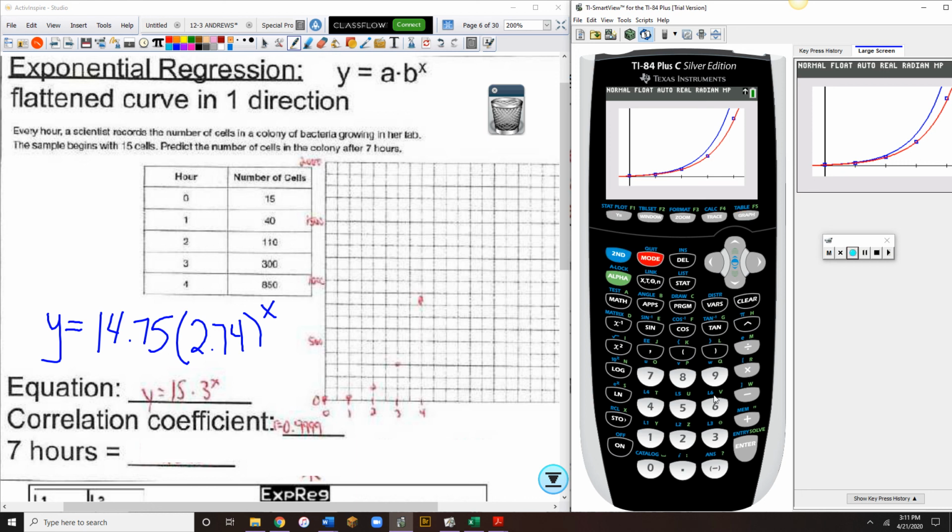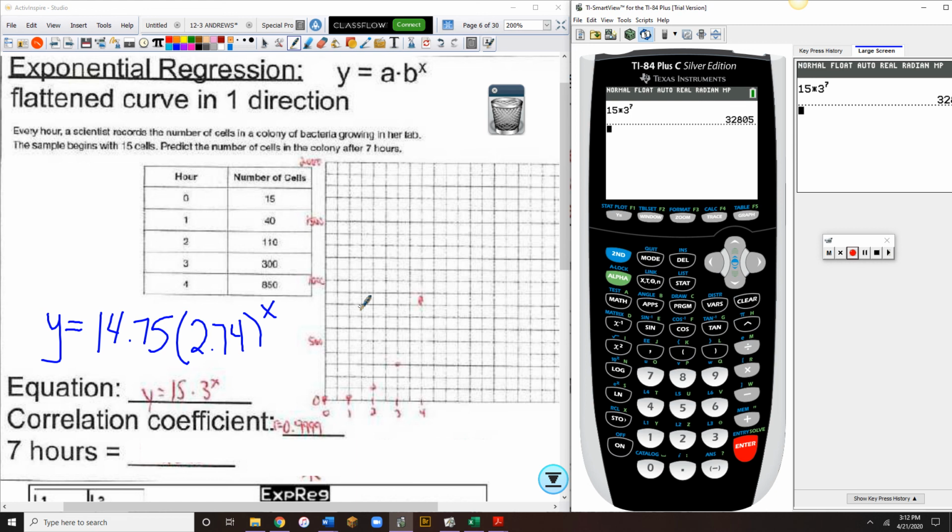So if I type in 15 times 3 caret 7, and it's probably not going to like that square, so I have to take it out. I get an answer of 32,805 as a prediction.